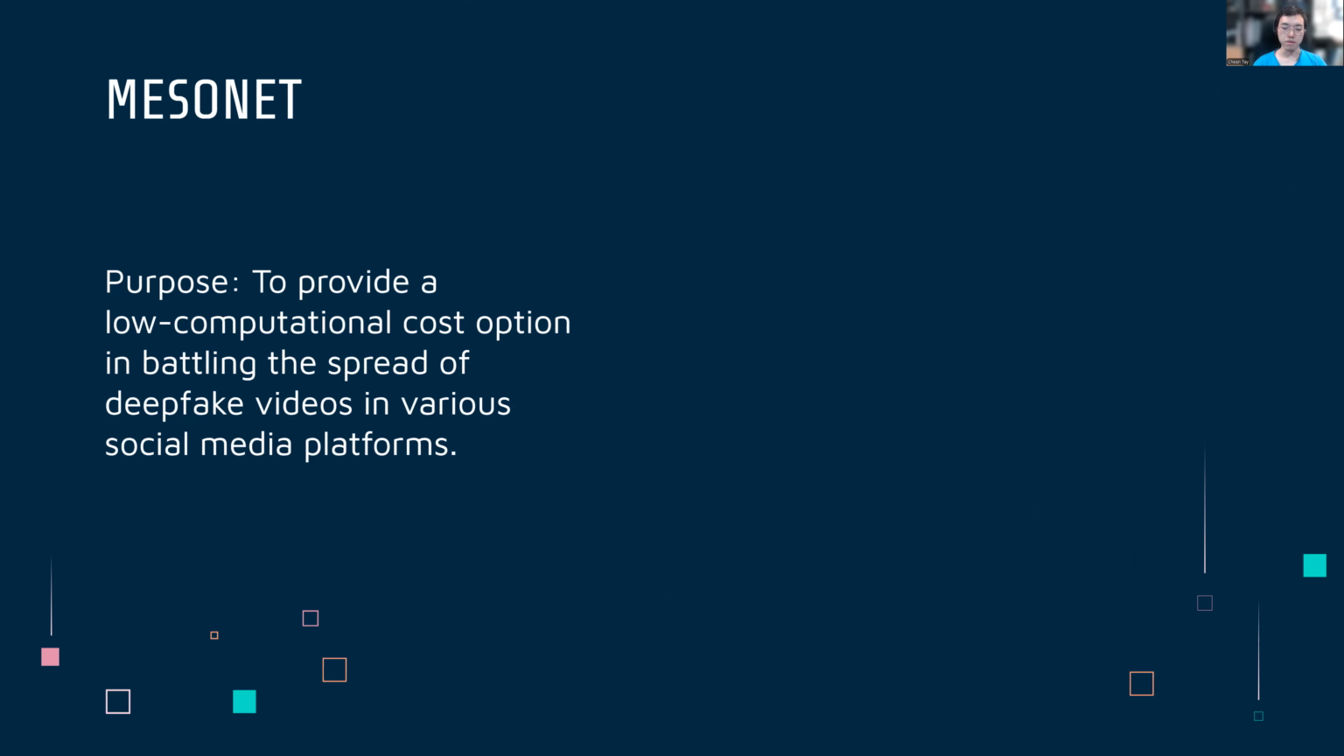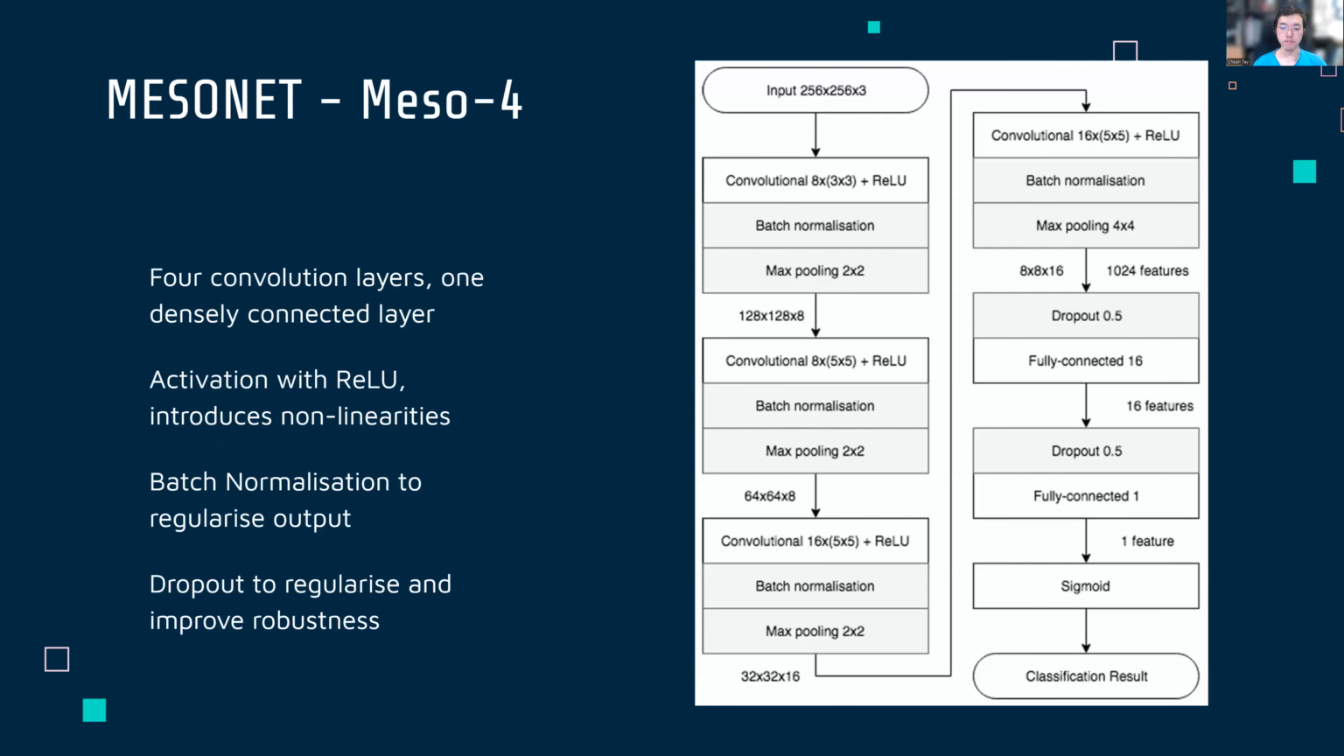To explain further about MesoNet, there are two different network architectures presented within, both implemented with Keras, a Python API. One of them is Meso-4, where the input goes through 4 convolution layers and one densely connected layer at the end. Each convolution layer has a different number of filters and filter sizes, starting off with 8 filters and a 3x3 filter size, to 16 filters with a 5x5 filter size.